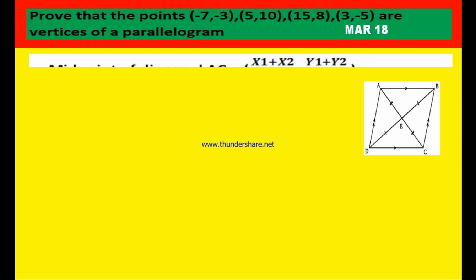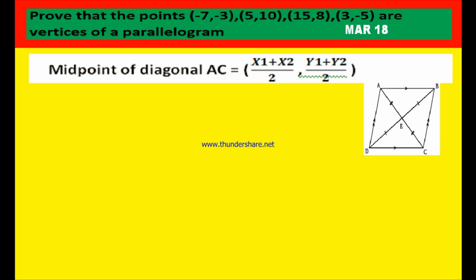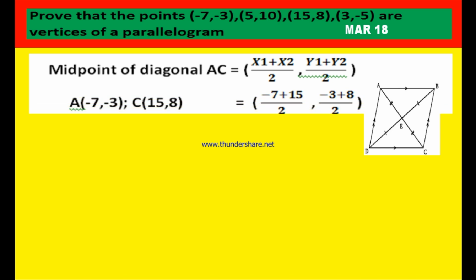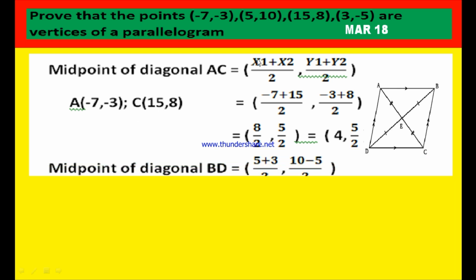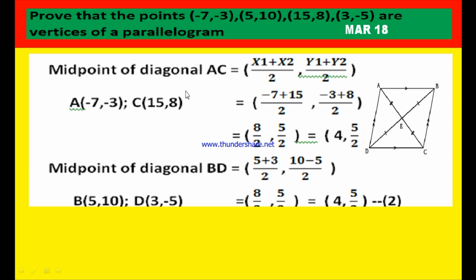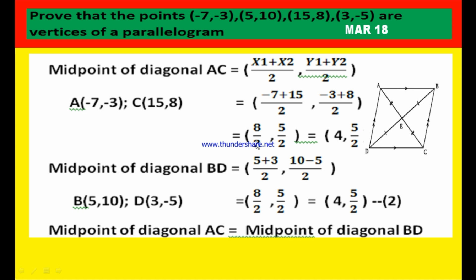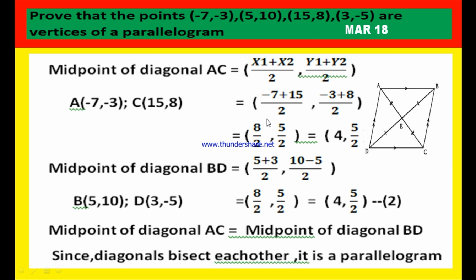You see, here is the solution. The formula to find the midpoint of the diagonal AC is ((x1 plus x2) by 2, (y1 plus y2) by 2). The coordinates of A are (-7, -3) and the coordinates of C are (15, 8). Coordinates of A are (x1, y1) and coordinates of C will be (x2, y2). x1 plus x2 by 2 is (-7 plus 15) by 2. y1 plus y2 by 2 is (-3 plus 8) by 2. 15 minus 7 is 8 by 2 and 8 minus 3 is 5 by 2. 2 in 8 four times. Therefore, the midpoint of the first diagonal AC is (4, 5/2).